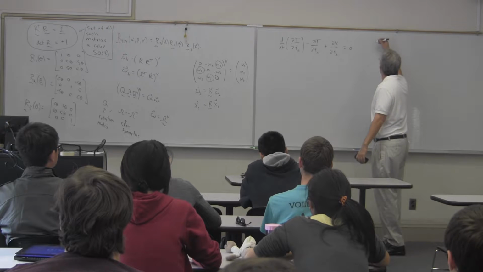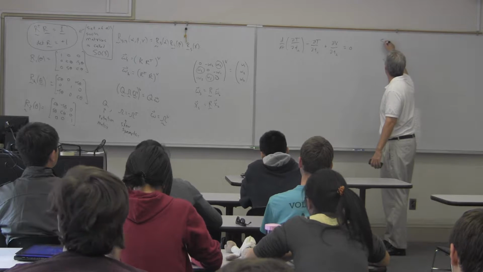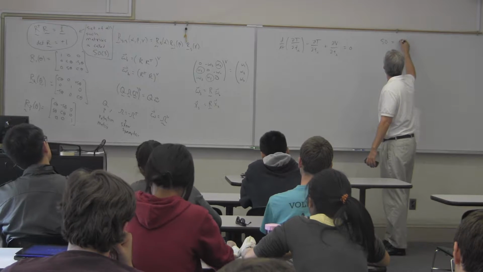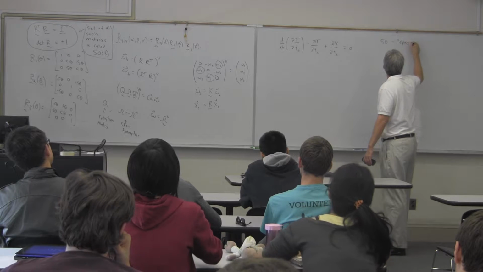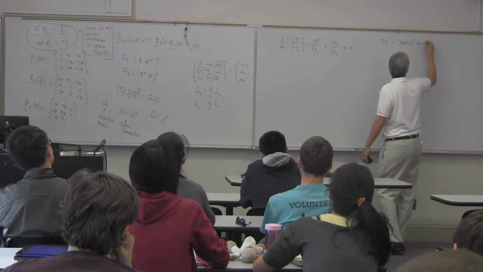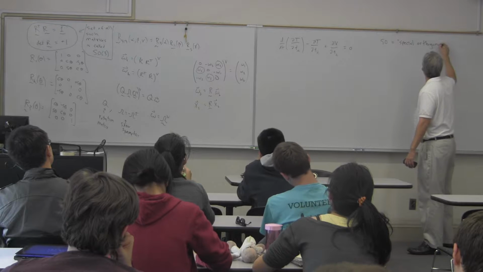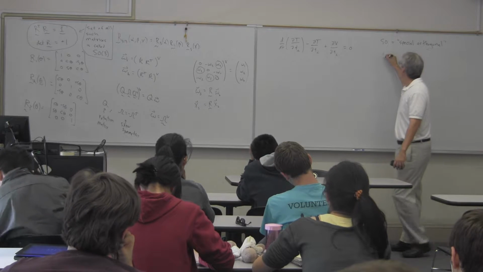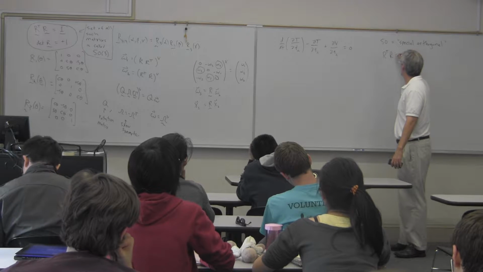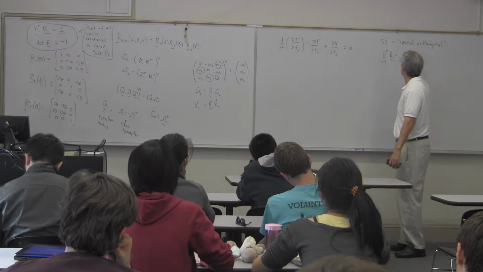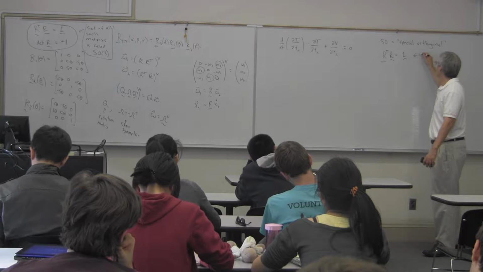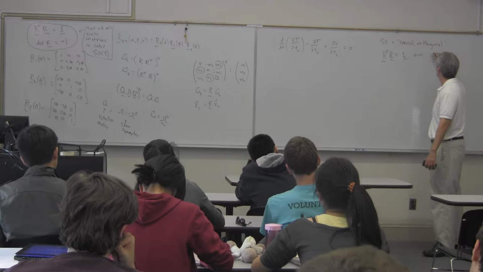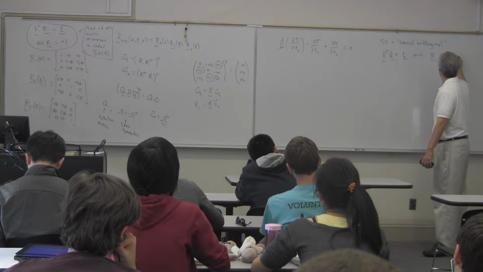So what does SO3 stand for? SO means special orthogonal. And so R transpose R is equal to the identity matrix. That's equivalent to saying R is orthogonal.